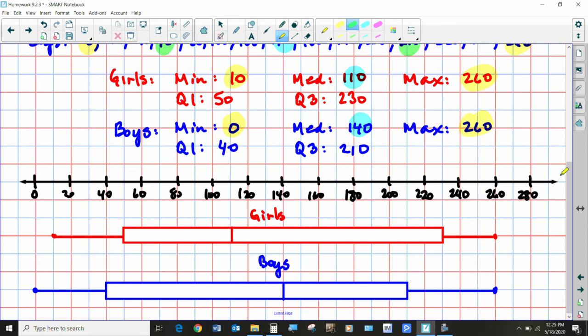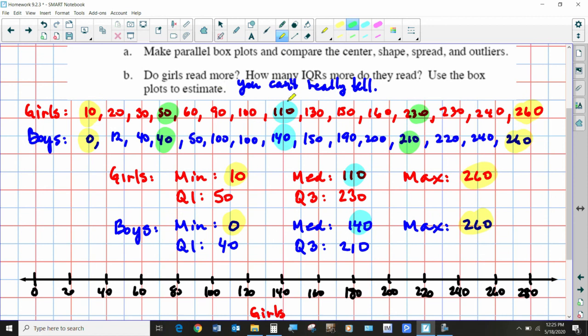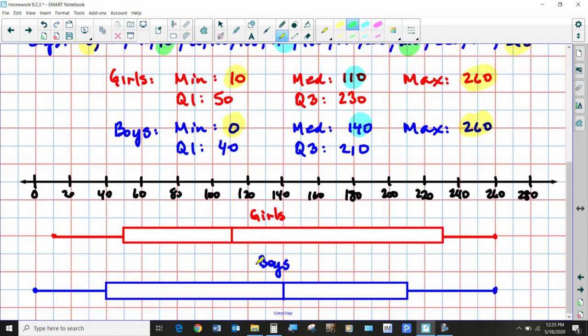So I don't think you can definitively say who reads more. So that's my answer. Do the girls read more? You can't really tell. If you just go by the median, then it would appear that the boys read more. And if you go by the interquartile range, that box in the middle, it looks like the girls is farther to the right. So that sort of suggests that maybe they read a little bit more. But there's so much overlap here with the interquartile ranges that essentially the data reads the same. I'm going to say neither boy nor girl read more. It's pretty much even.